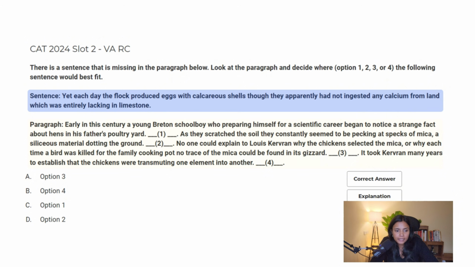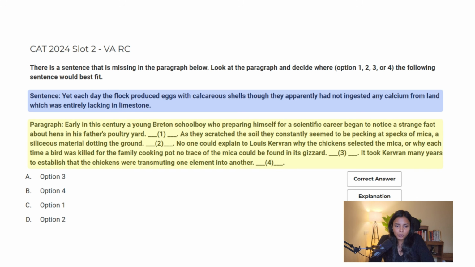Early in this century, a young Breton schoolboy who, preparing himself for a scientific career, began to notice a strange fact about hens in his father's poultry yard. As they scratched the soil, they constantly seemed to be pecking at flecks of mica, a siliceous material dotting the ground. Till now, there has been no introduction of eggs or calcium or any kind of difference. This is what they are ingesting and this is what they are producing.